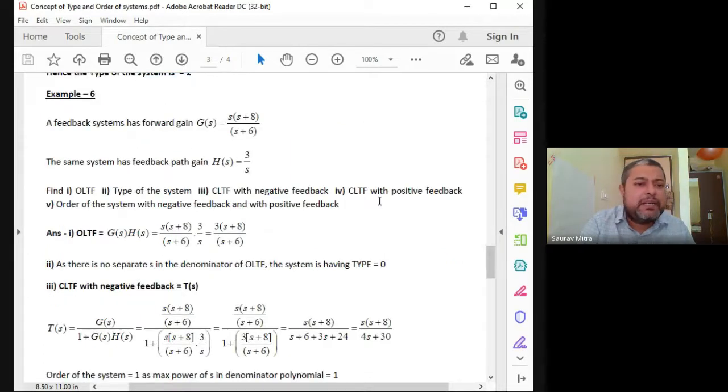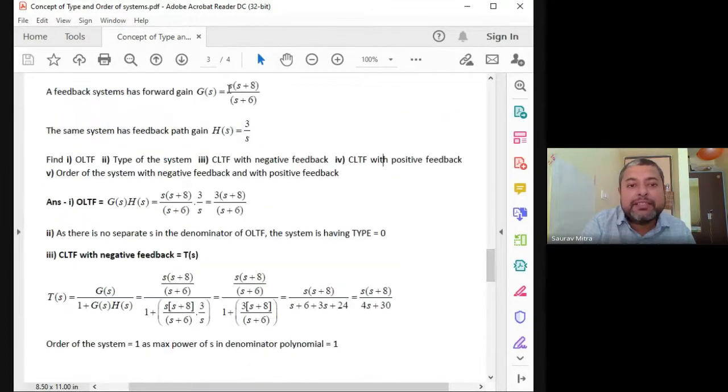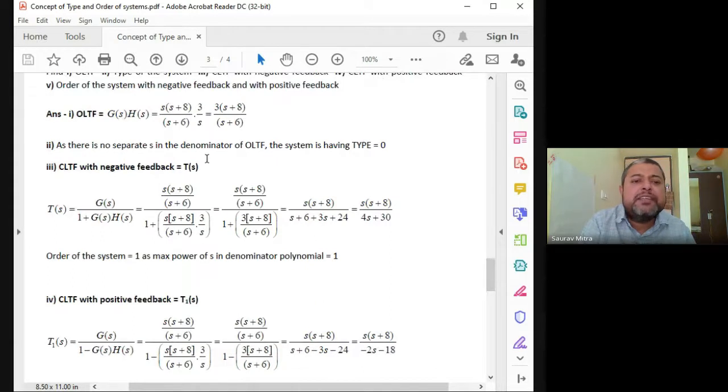Another example, a feedback system with forward gain G(s) equal to s into (s plus 8) divided by (s plus 6), and H(s) equal to 3 by s. If you multiply them, you find the open loop transfer function is 3 into (s plus 8) divided by (s plus 6). So what is the type of the system? There is no separate s here after multiplication. G(s) and H(s) are multiplied. There was an s in the G(s) numerator and an s in the H(s) denominator, and they cancel each other. So whenever we find G(s)H(s), there is no separate s remaining in the denominator. That means this is a system with type 0.